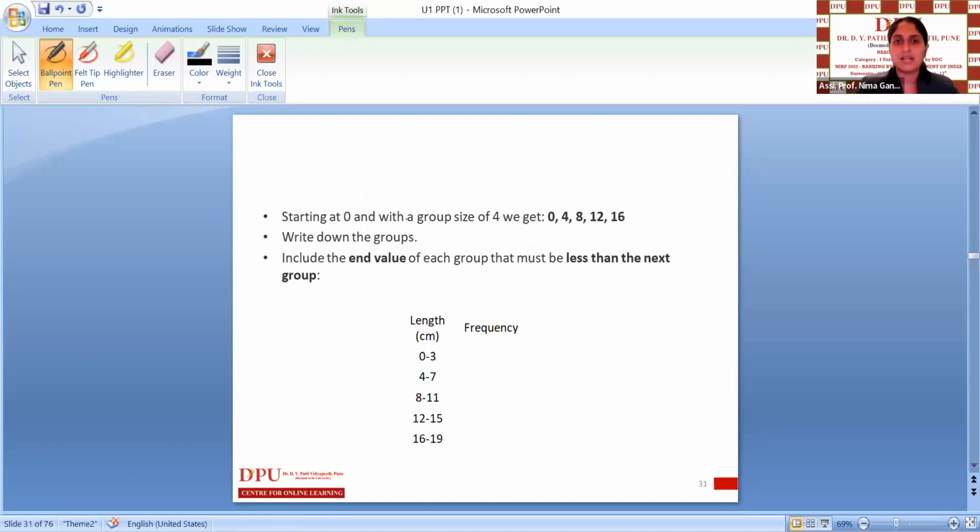So here I have made the groups of 4. Starting at 0 with the group size 4, we get 0, 4, 8, 12, 16 in the interval of 4. So write down the groups now. 0 to 3, 4 to 7, 8 to 11, 12 to 15, 16 to 19. So you are writing the frequency, respective numbers appearing in that particular group.